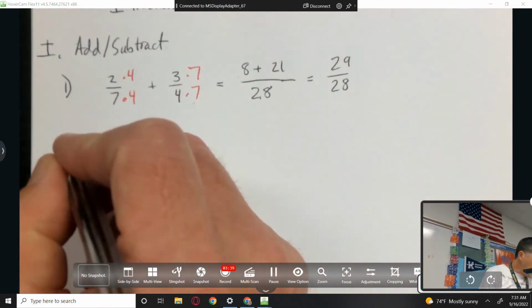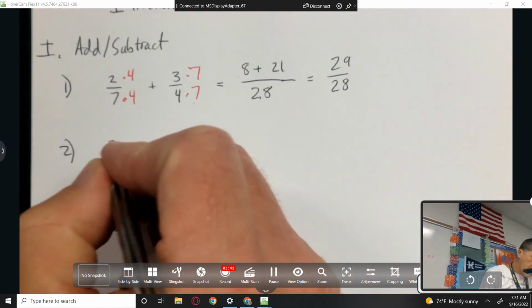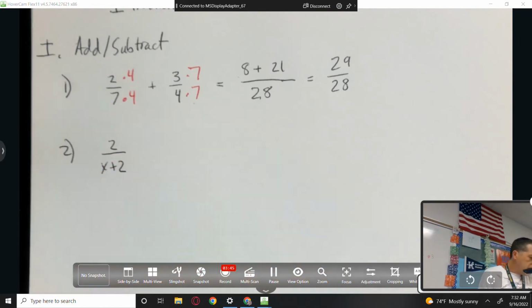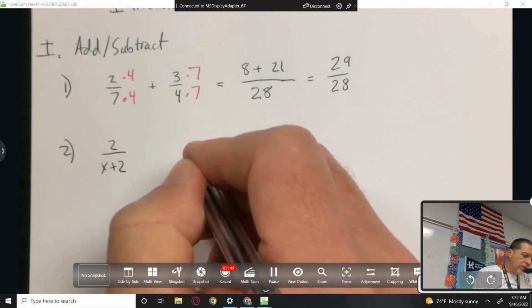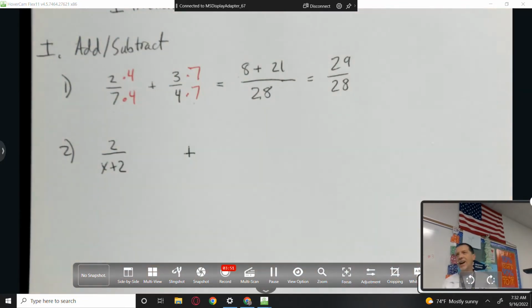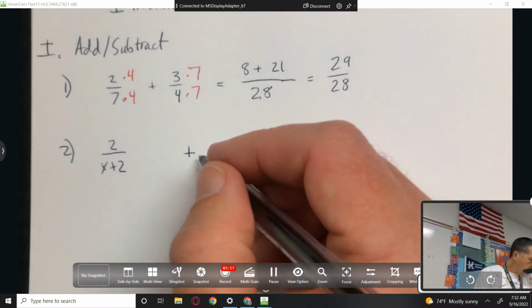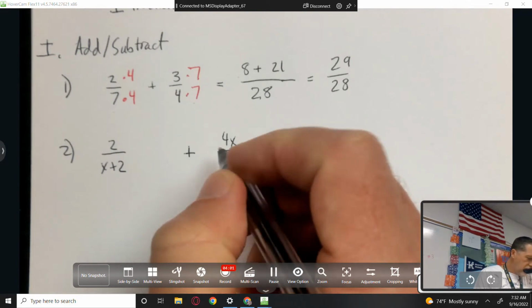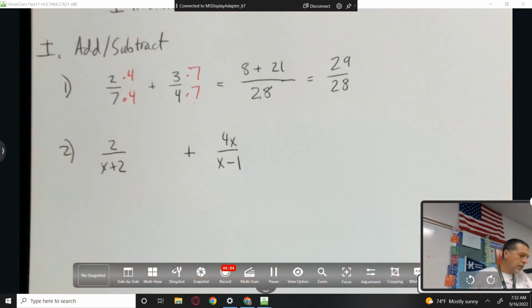Things are going to get a little more difficult though, because we're going to do it with variables. So let's do 2 over x plus 2. And then leave a little space because we're going to have to do a common denominator, so give ourselves room to work. Plus 4x over x minus 1.